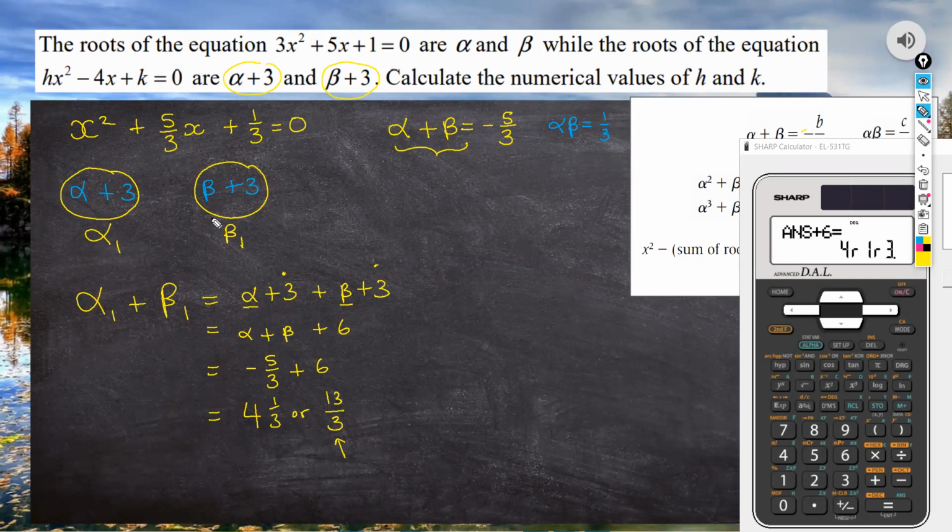I hope we're on the right track here with this question. Next on the list, to get k, well, k is who? Who is not touching the x, the c value. We have to take alpha 1 and multiply it by beta 1. Alpha 1 is alpha plus 3, and we multiply it by beta plus 3. So for those who didn't reach here, you can take your time now and multiply out the brackets.